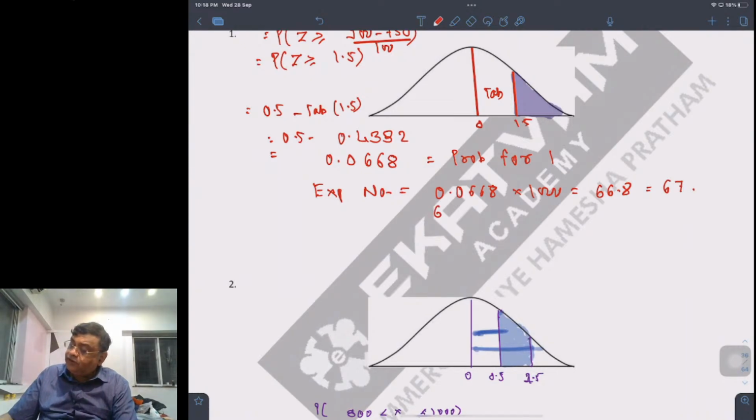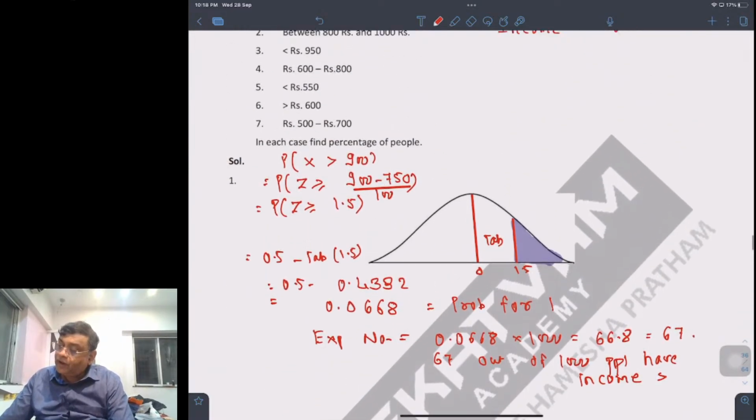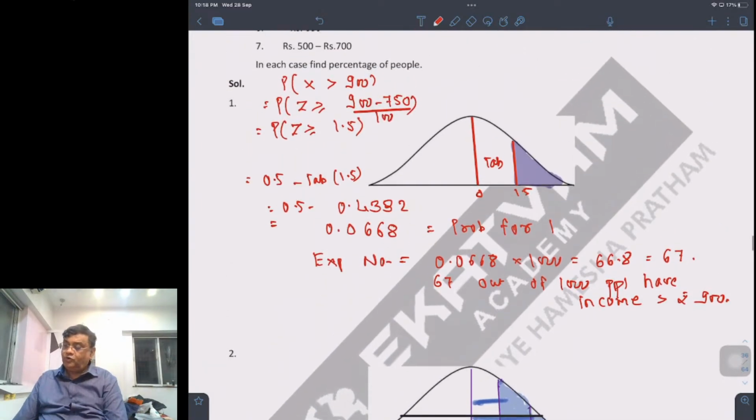What is the meaning of this? 67 out of 1000 people have income greater than rupees 900. ये आपको समझा है क्या?